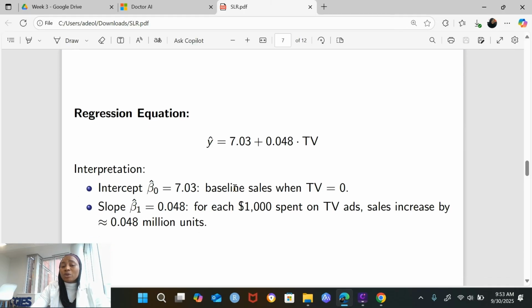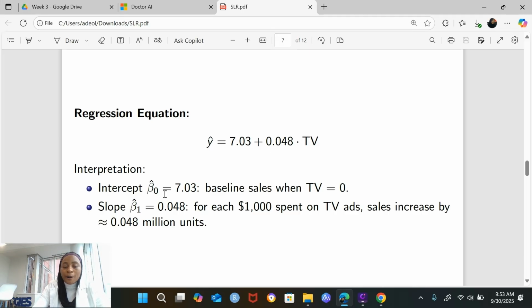And that way, if you want to interpret this, for the intercept, we usually call it the baseline because we don't even test for the significance of this, whether you like it or not, we just put it in the model. So we can say the beta naught is 7.03, the baseline sales when the TV is 0. We call it baseline because it ignores the predictor.